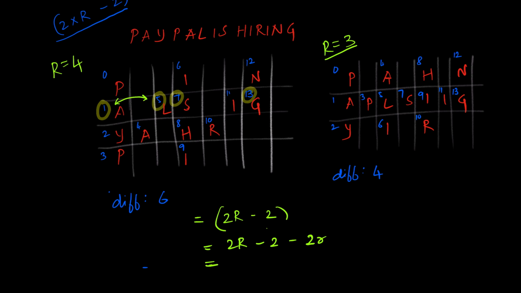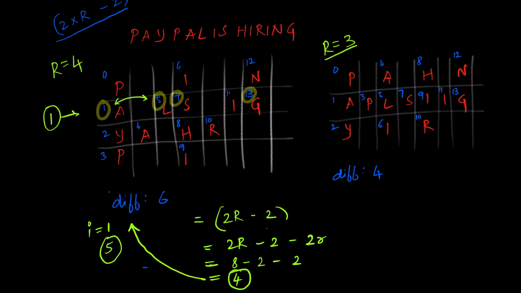If we apply the variables here, the total number of rows is 4, so 2R will be 8 minus 2 of small r. As we are looking for the first row, the r will be 1, so 8 minus 2, so the result will be 4. This result aligns with the difference between the current value of i and the next element that should be added to the particular row. For example, if you have added i equal to 1 character in that row, i plus formula output, that is 1 plus 4, so the character at index 5 should be added to that row.